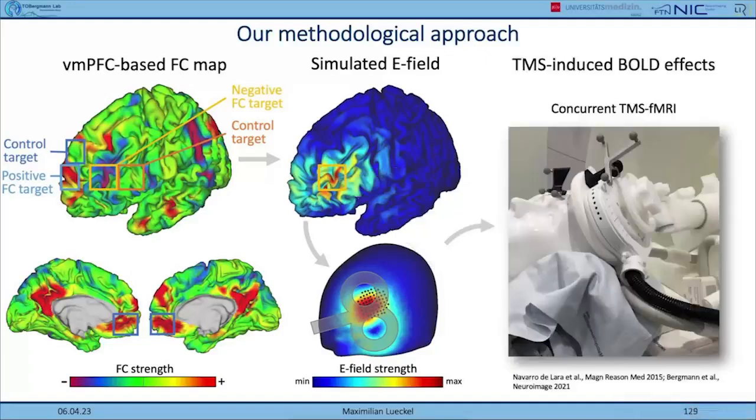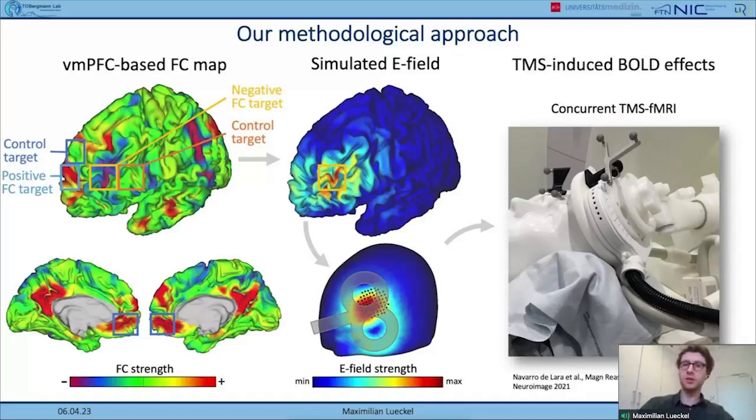Next slide, please. Then the resulting coil position and orientation and the stimulation intensity are then used in a concurrent TMS fMRI measurement to probe the TMS-induced BOLD effects in both the directly stimulated area and the functionally connected regions across the brain. And for that, we use two of these ultra-thin MR surface coils to achieve whole brain coverage. And one of these coils is placed directly below the TMS coil, so basically between TMS coil and the subject's head to achieve higher SNR at the stimulation site.